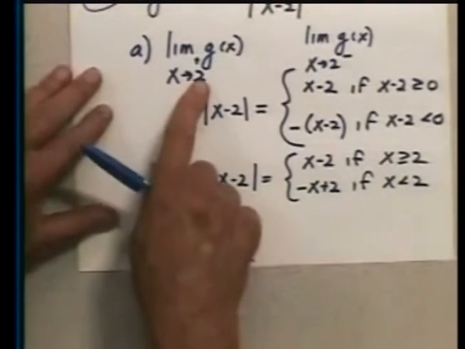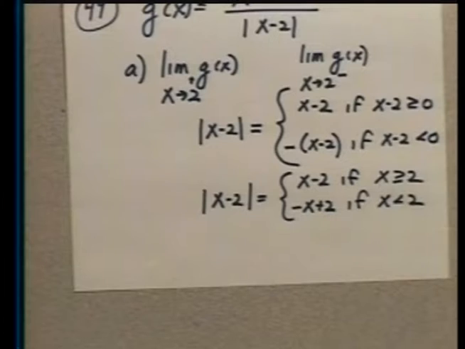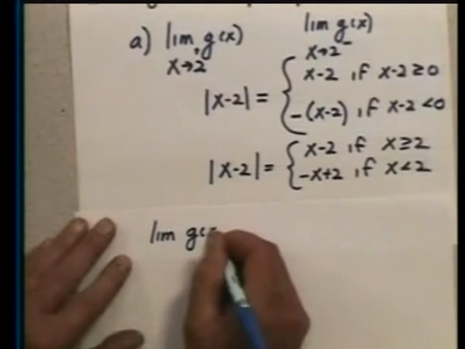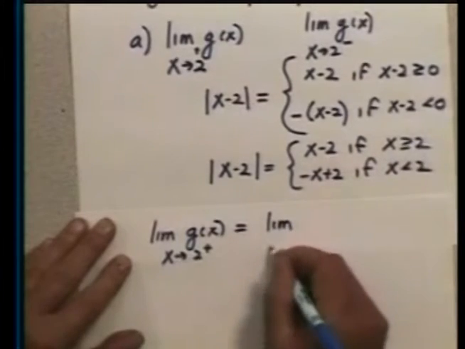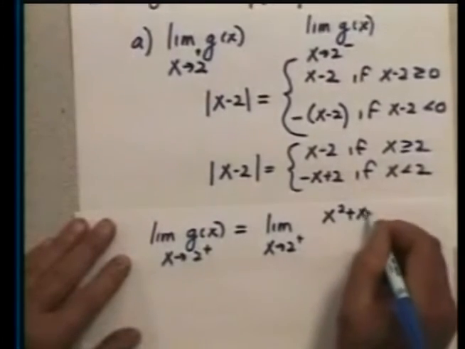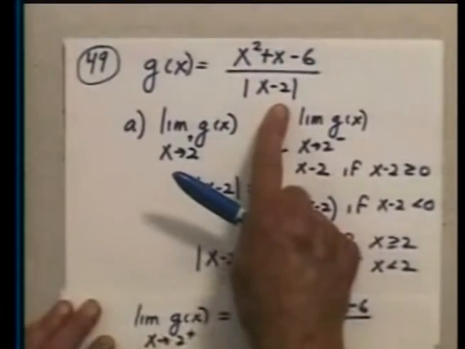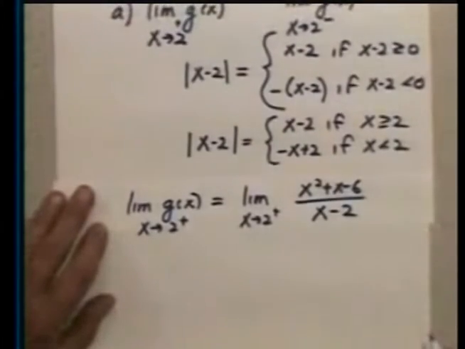Now, as soon as you do that, you know you're on the right track, because I want to approach 2 from the right. Approaching 2 from the right is bigger than 2 or less than 2? It's bigger than 2. So if you are approaching 2 from the right, the limit of g of x as x approaches 2 from the right is going to be the limit as x approaches 2 from the right of x squared plus x minus 6 over what? Well, what is the absolute value of x minus 2 if you're to the right of 2? Just plain x minus 2. And now you got something you can do, see?